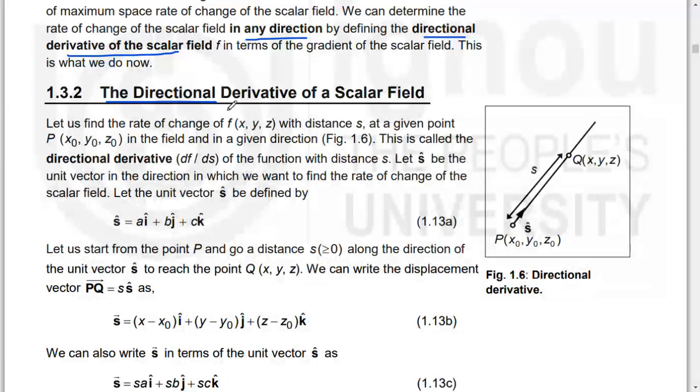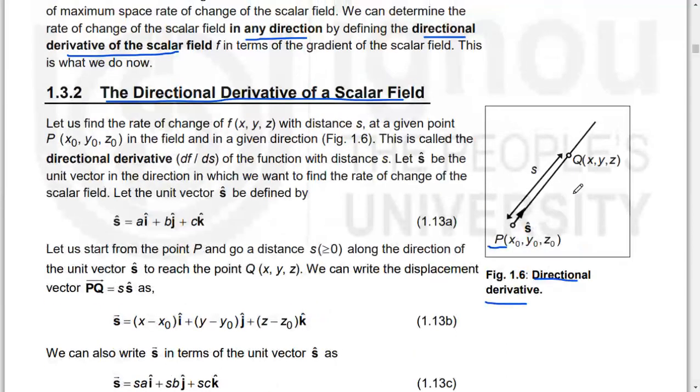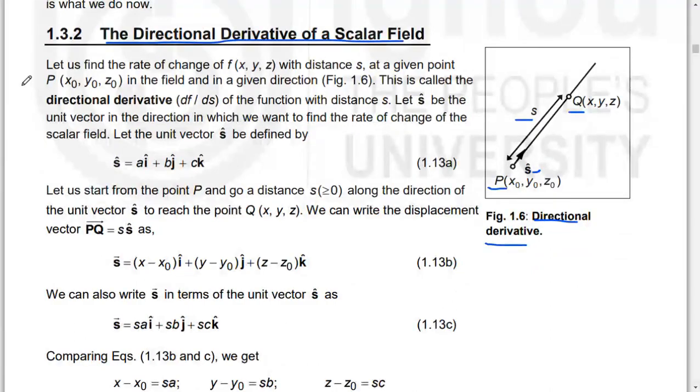The directional derivative of a scalar field. Let us find the rate of change of f of x, y, z with the distance s at a given point P of x0, y0, z0 in the field and in a given direction. This is called the directional derivative df by ds of the function f with distance s.